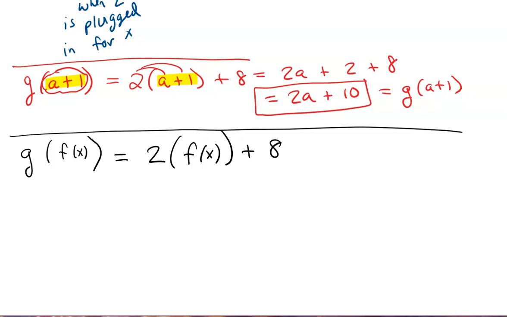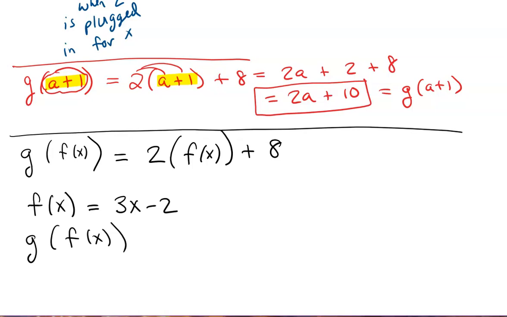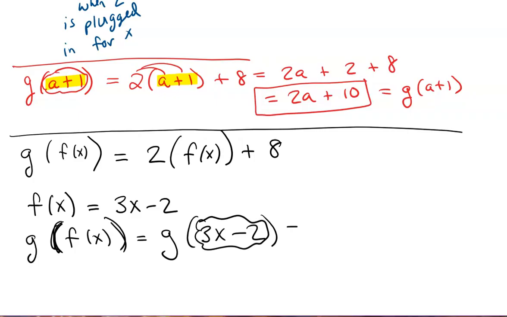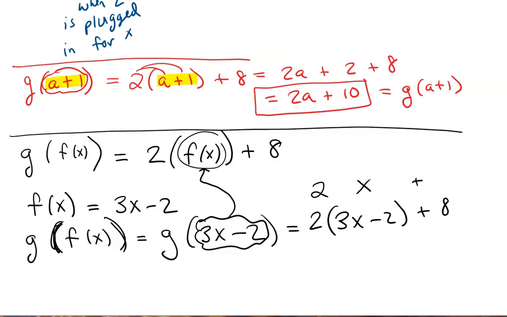or where the x is in the g of x equation. Now suppose I said, okay, so f of x is equal to 3x minus 2. So then I hope that you would recognize that that means, if it's g of f of x in the parentheses, f of x being 3x minus 2, that's basically saying, what's g of 3x minus 2? Well, g of 3x minus 2 is what you get when you take 3x minus 2 and plug it in the x spot in the g function. So 2 times 3x minus 2 plus 8. Because in the g function, it was 2x plus 8.